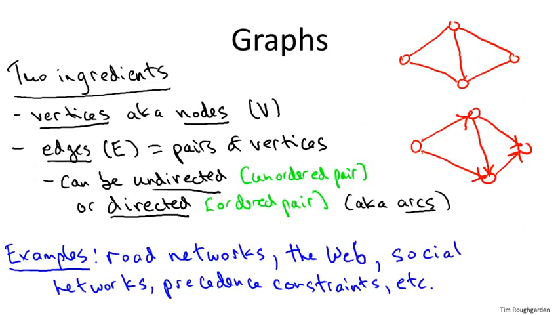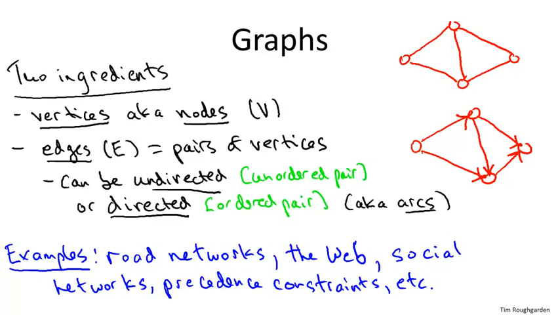It really has two ingredients. First of all, there's the set of objects we're talking about. Those might be called vertices. Synonymously, we might call them nodes. We represent pairwise relationships using edges. These can be either undirected, in which case they're unordered pairs, or an edge can be directed from one to another. In that case, they're ordered pairs, and we have a directed graph.